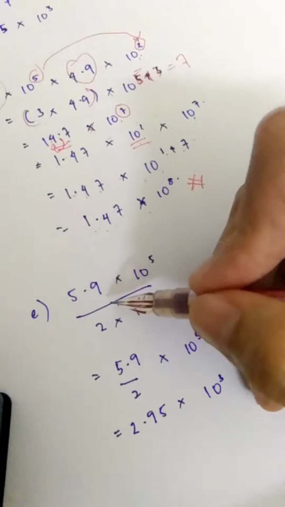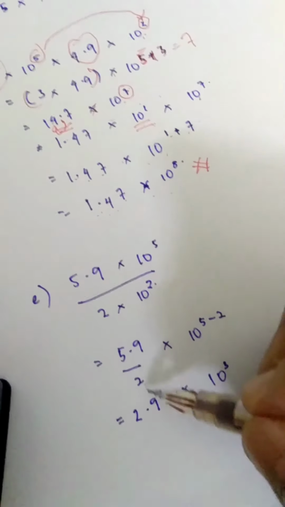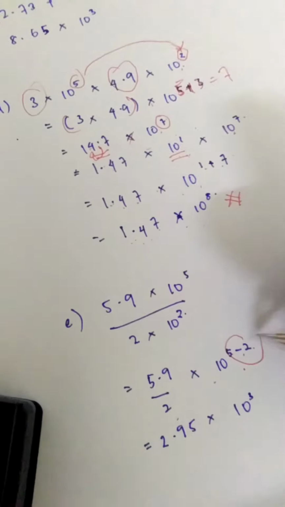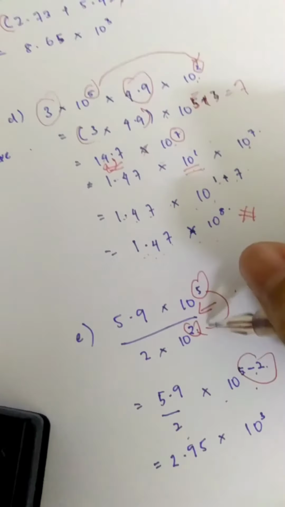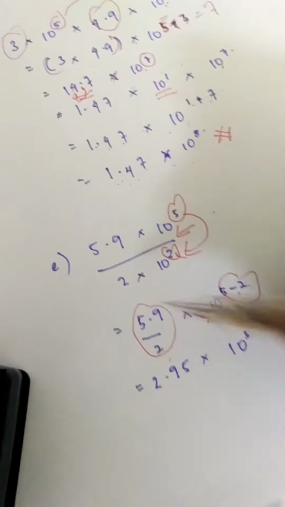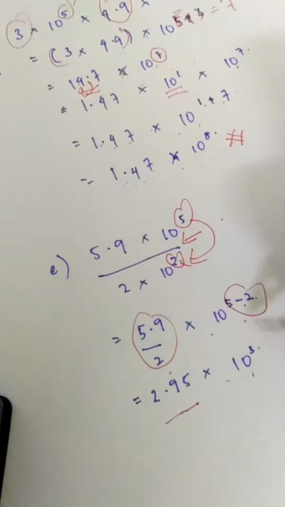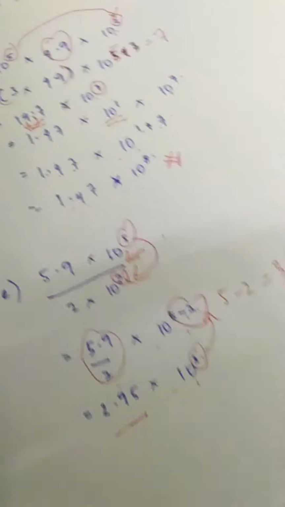Ini question. Yang last is 5.9 darab 10 kuasa 5 bahagi 2 darab 10 kuasa 2. Jawapan 5.9 bahagi 2 darab 10 kuasa 5 tolak 2. Kenapa ditolak? Sebab ini dibahagi, 5 tolak dengan 2 kuasa 2. Okey, jawapannya ini dibahagi macam biasa, dapat jawapan ini 2.95 darab 10 kuasa 3. Kuasa 3 ini dapat dari sini, 5 tolak 2 sama dengan 3. Okey, itu saja.